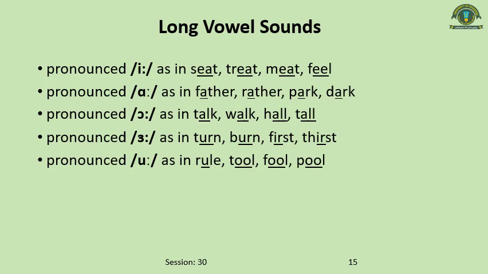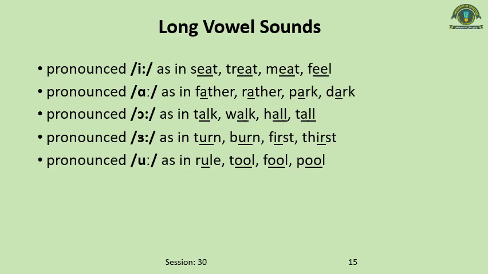The next one is turn, burn, first, thirst. I repeat, turn, burn, first, thirst. The final is oo, as in rule, tool, fool, pool.